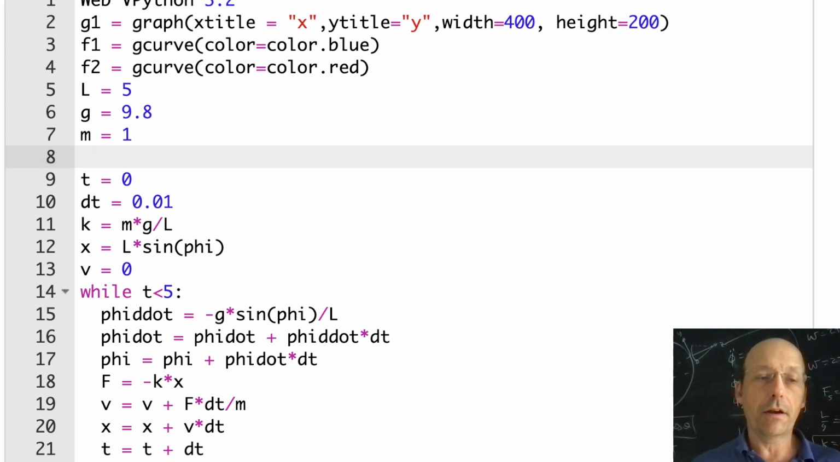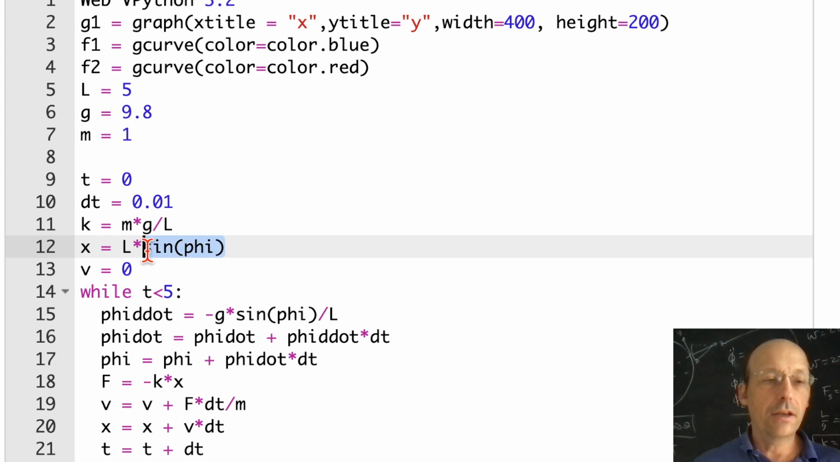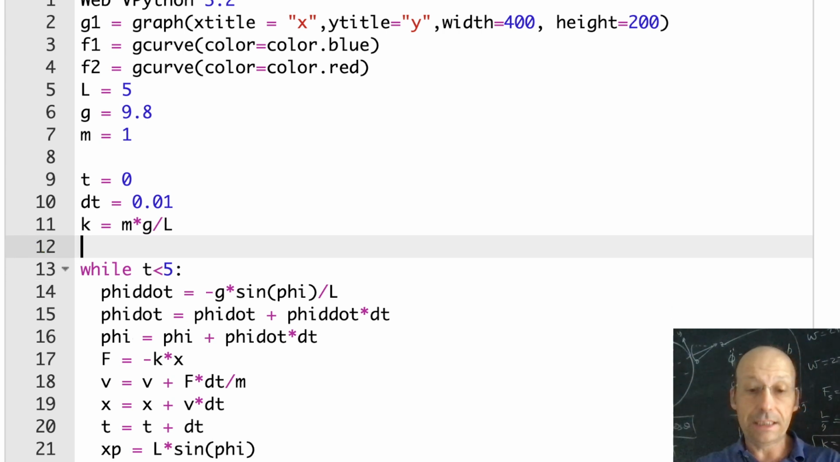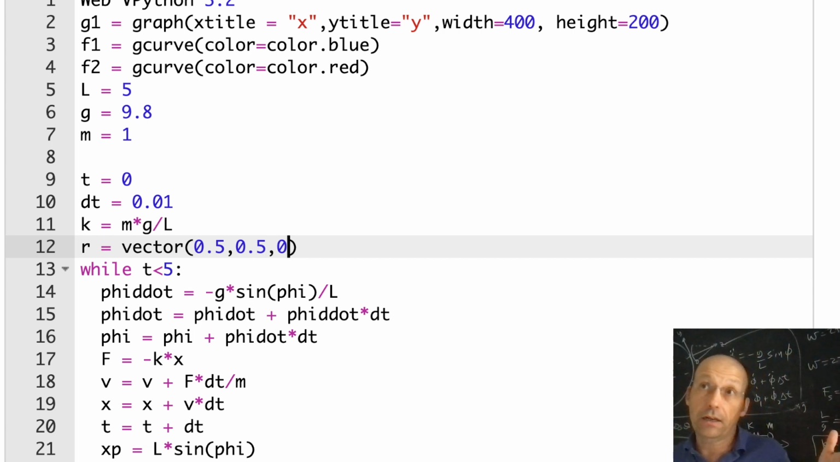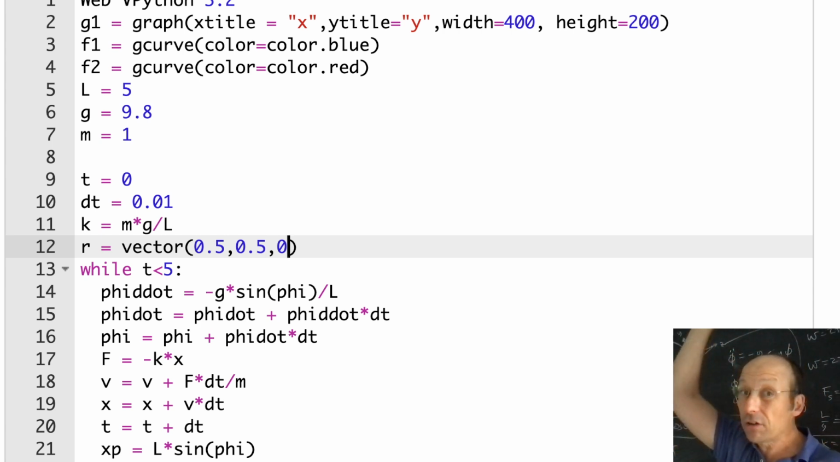I'm just making a graph. So I do need x. I can just pick an x. And in fact, in this case, I want to make a 2D plot. So I'm going to start off with some position. I'm going to say r is going to be the vector. I'm going to use vectors. Let's say it's 0.5, 0.5, 0. So that's half a meter, right? So that's a pretty big swing, but it's a 5 meter long pendulum, so it's actually still a small angle.